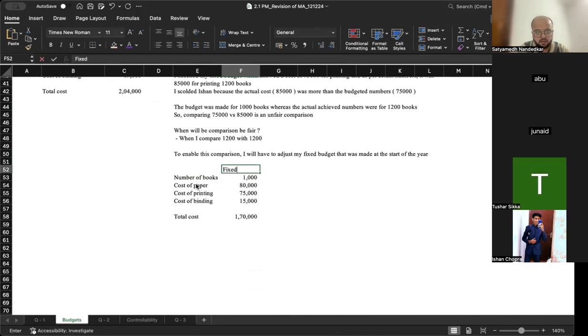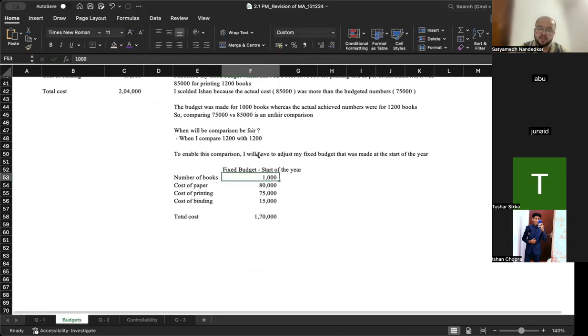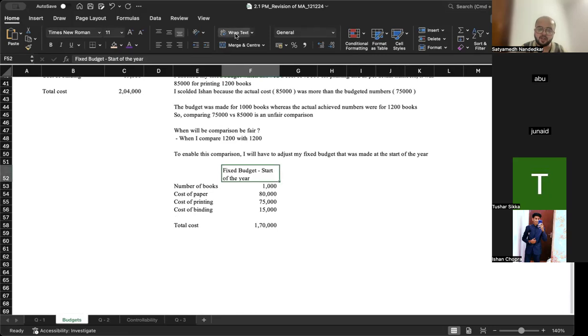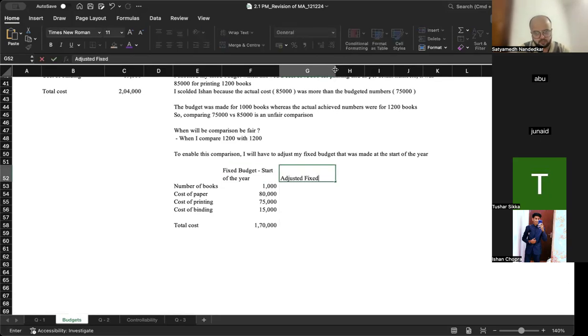This is fixed budget, start of the year. And now I'm going to make an adjusted fixed budget at the end of the year based on actual numbers achieved. Okay. Adjusted fixed budget made at year end. Okay.